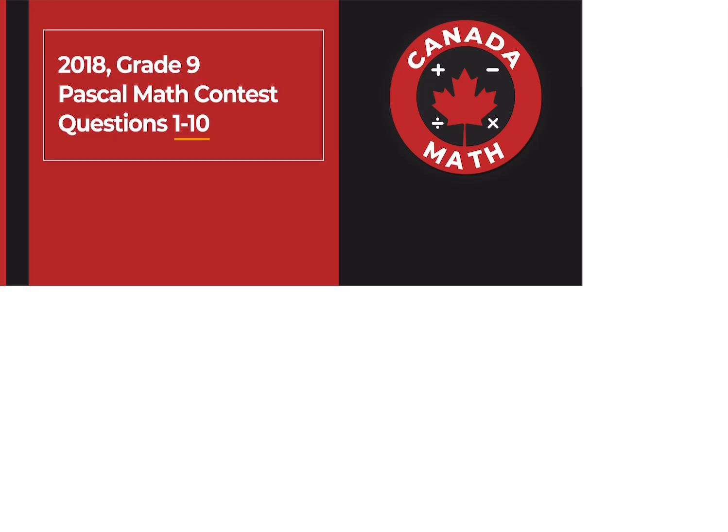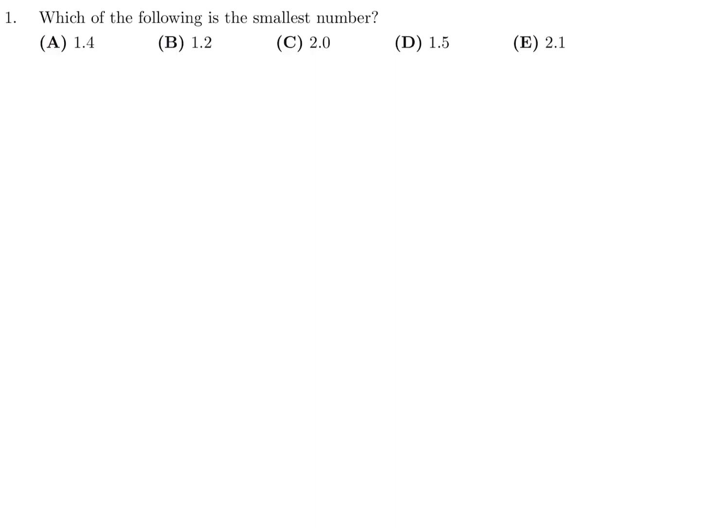Questions 1 through 10 on the 2018 Grade 9 Pascal Math Contest. Which of the following is the smallest number? Among these numbers, we have 2 and 2.1, so those are obviously the two largest. And then the other three, among those, the smallest is 1.2. So number 1, the answer is B.